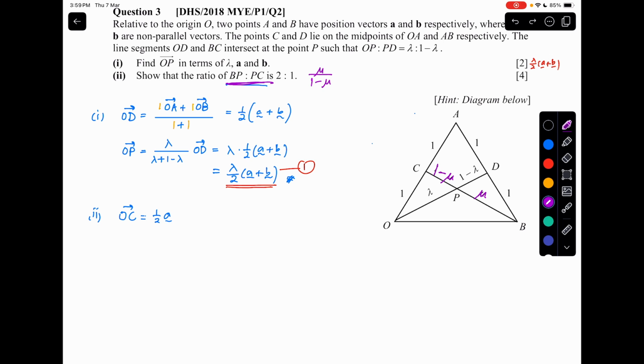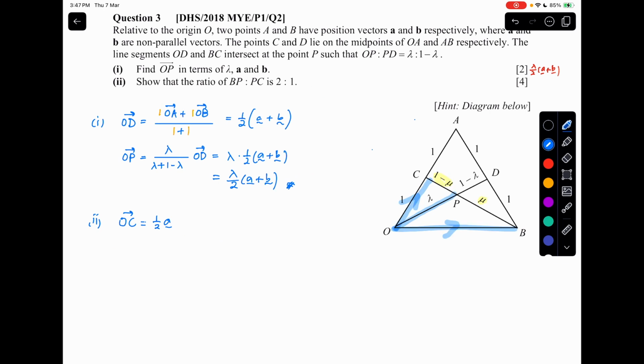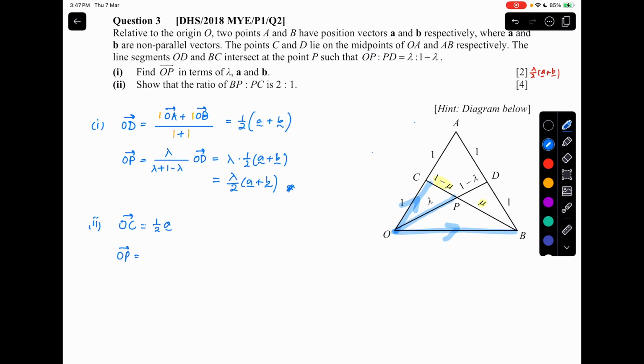So the first thing is I will need to let BP to PC be mu and 1 minus mu first. Okay, so I need to let this happen first. Then I will consider how to calculate the BP to PC. So the vector OP, using the ratio theorem, this will go to B, this one will go to C. So here is a combination of OB plus OC over the whole thing like this.